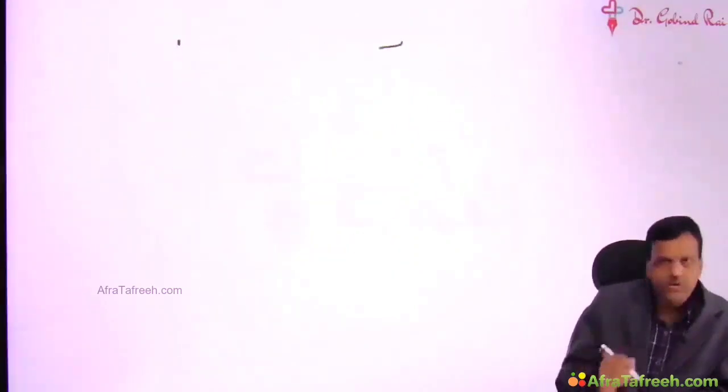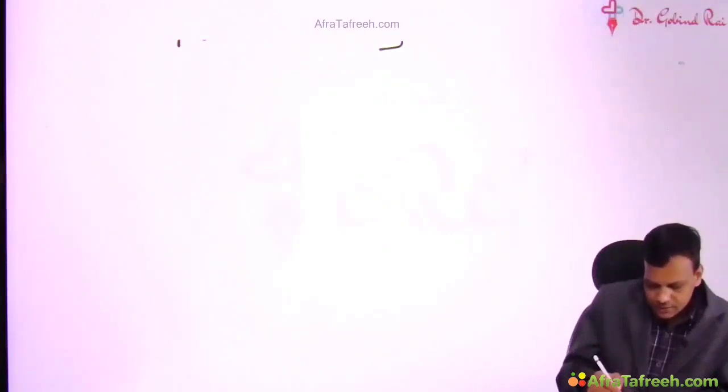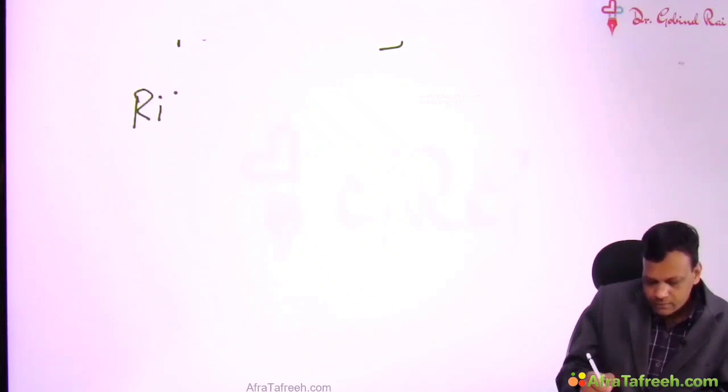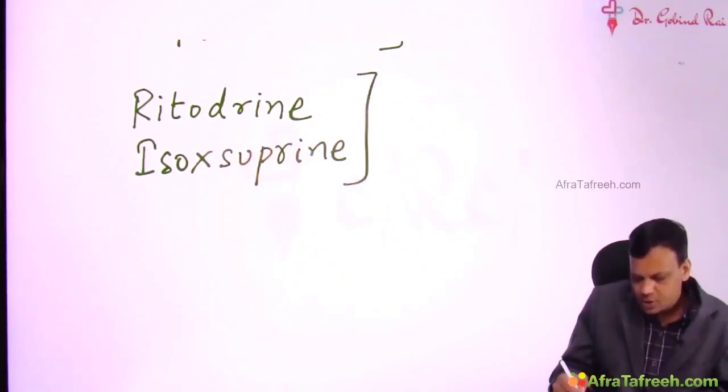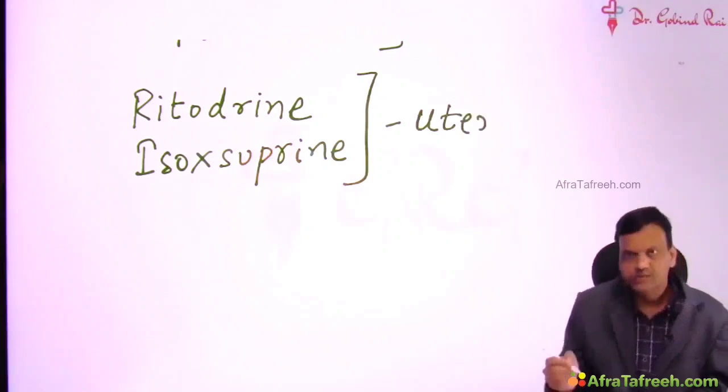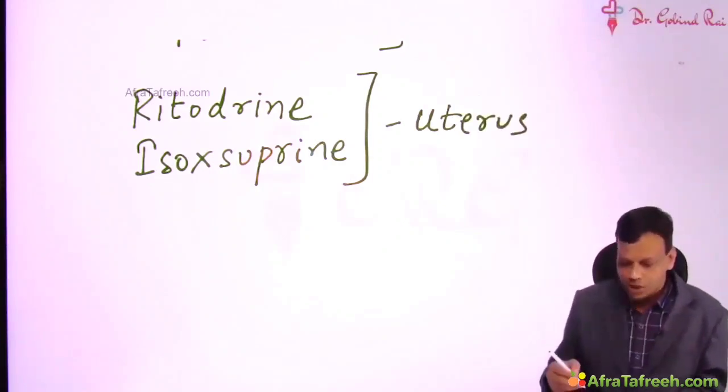We have another group of drugs which stimulate beta-2 receptors. These are ritodrine and isoxsuprine. They also stimulate beta-2 receptors, but they are mainly used for their action on the uterus.